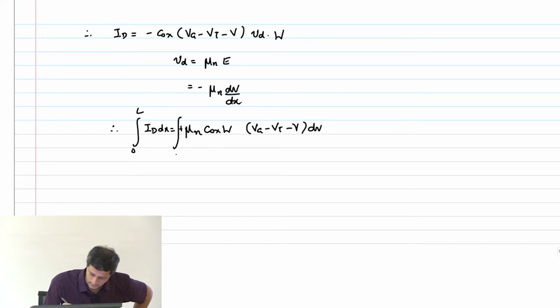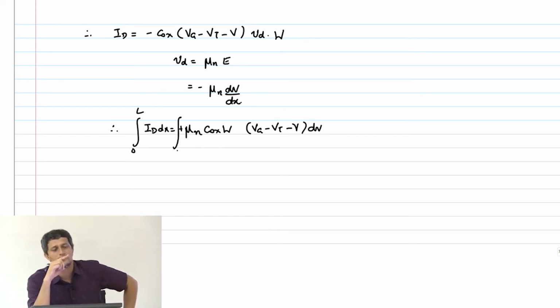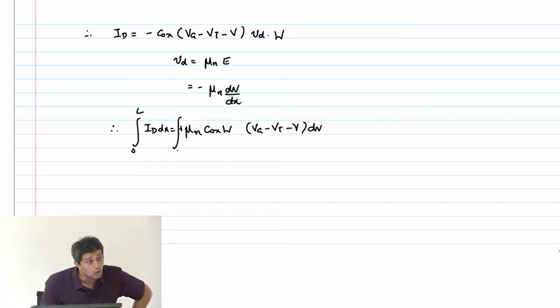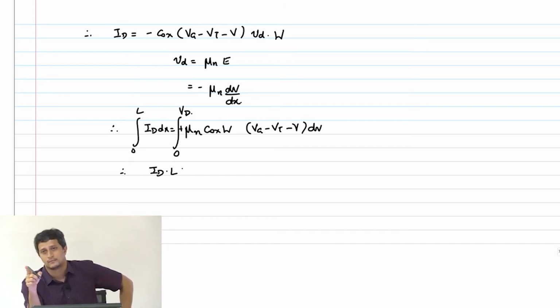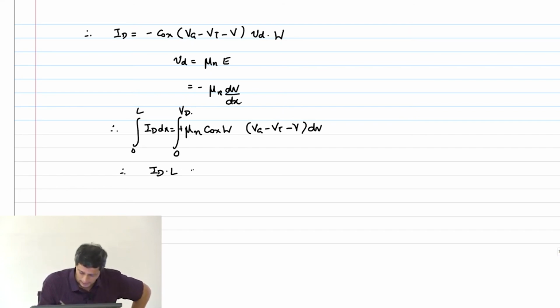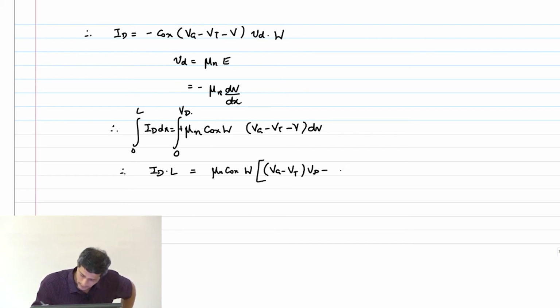V will go from 0 to Vd, and therefore Id into L, because now Id is not a function of x. It's uniform throughout the channel, and therefore Id comes out of the integration. Id into L is mu n Cox W into Vg minus Vt into Vd minus Vd squared by 2.